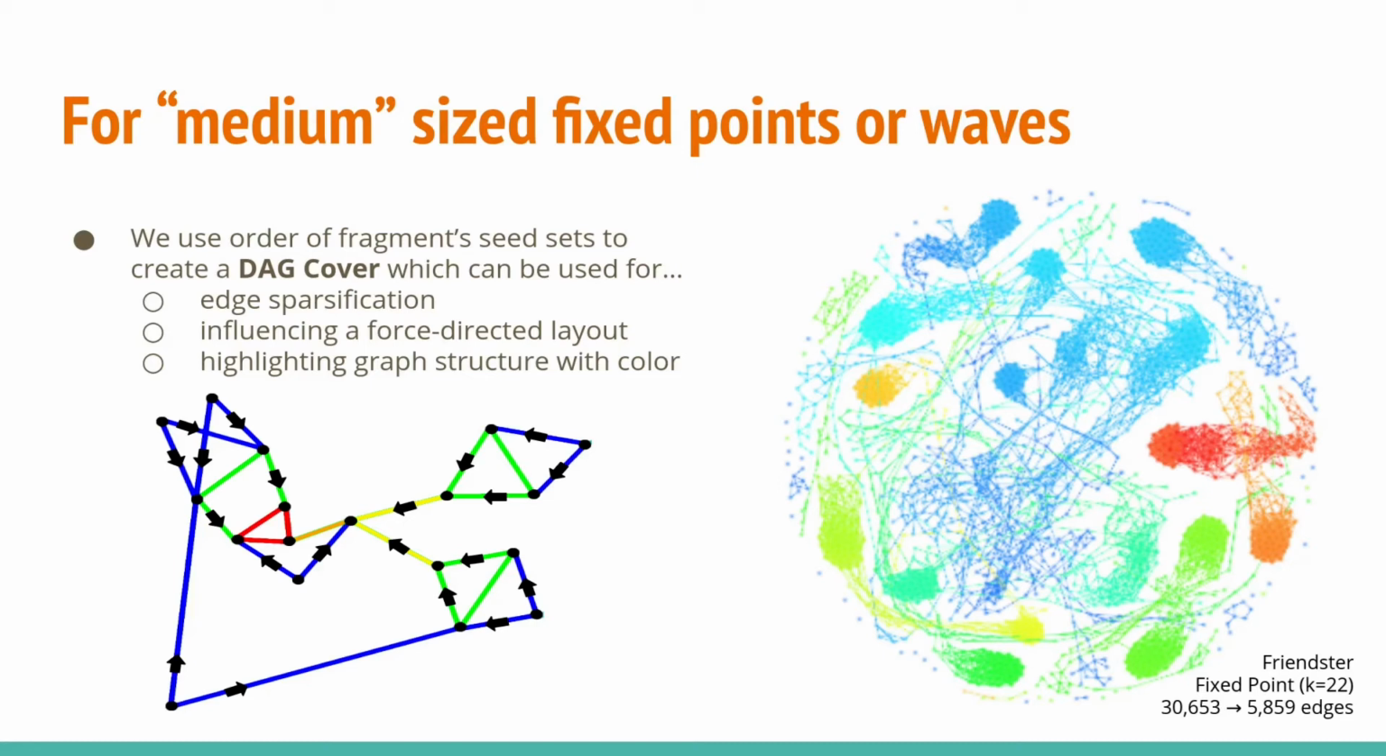Assigning directions to edges between fragment seed sets, going from lower to higher, we can construct a directed acyclic graph that contains a subset of the edges of the original fixed point while including all of its vertices. We call this structure a DAG cover. It can be used to enhance the drawings of fixed points and waves by reducing edge clutter, informing choice of color, and controlling forces for physics-based layouts. The example on the right is a fixed point from the Friendster social network of minimum degree 22, which has 30,653 edges, but whose DAG cover only contains 5,859 edges.